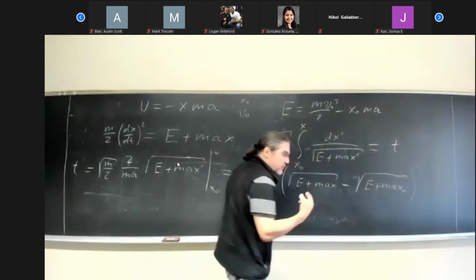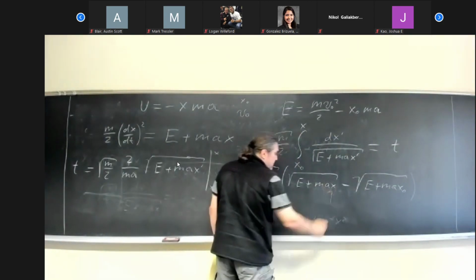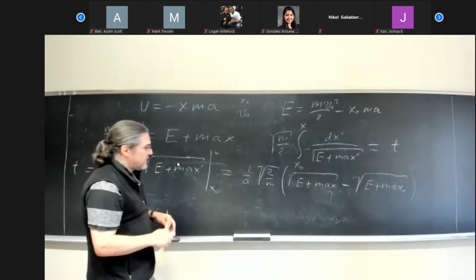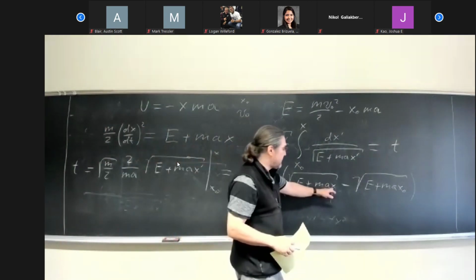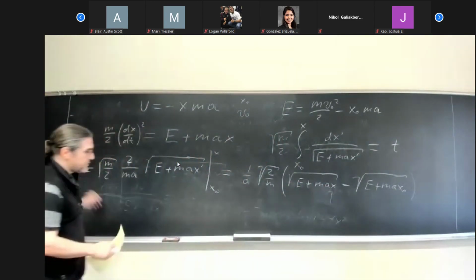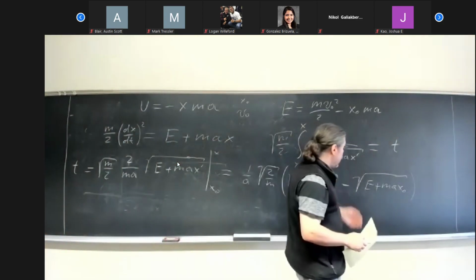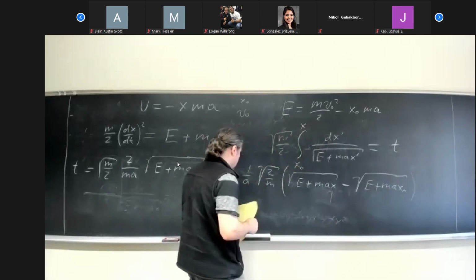Remember that what I need to find is this x. So I need to do some algebra with all this stuff, and to find that x as a function of time. So I need to sort of invert this function. Well, it looks horrible this way, but let's simplify things a little.